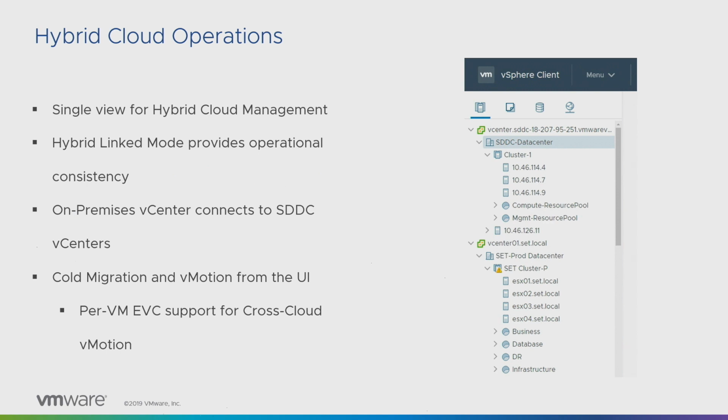As you can see from the image, up at the top, we have the VMware Cloud on AWS SDDC, so that's the vCenter Server managing it. Right below it, we also have the vCenter that's on-prem.